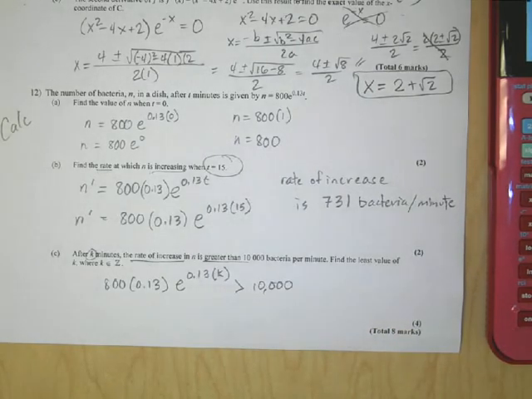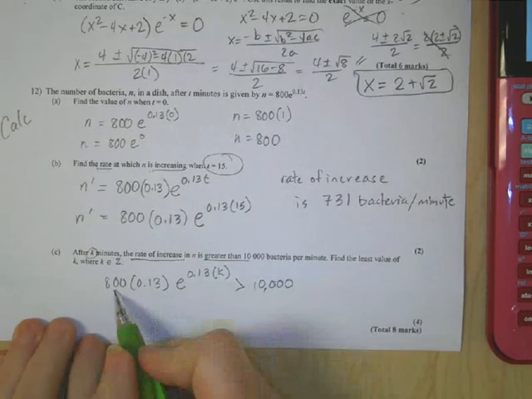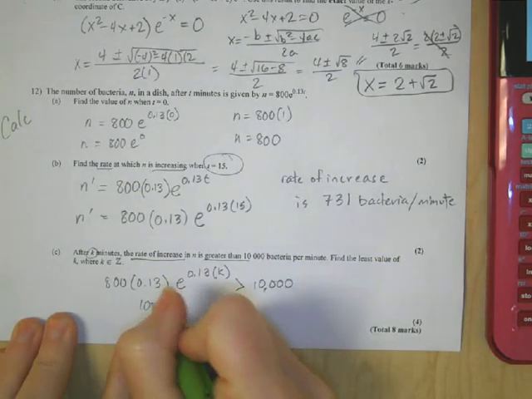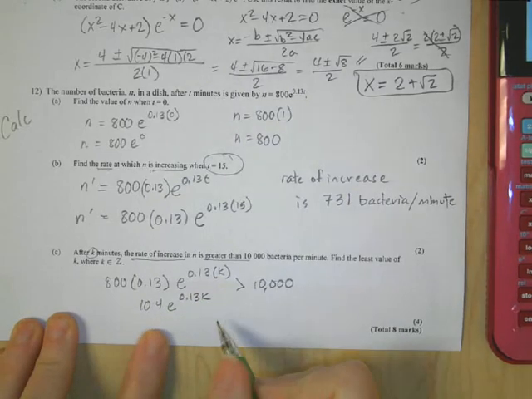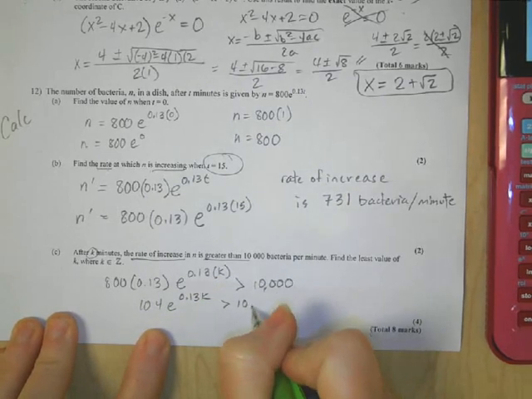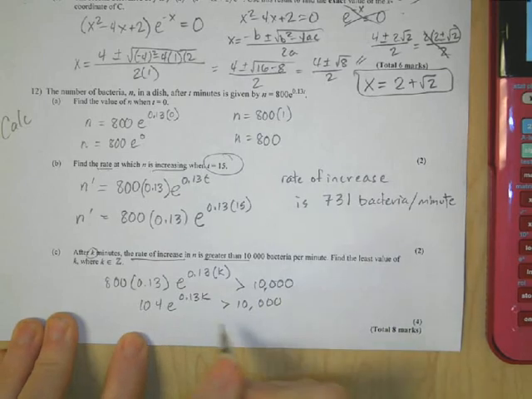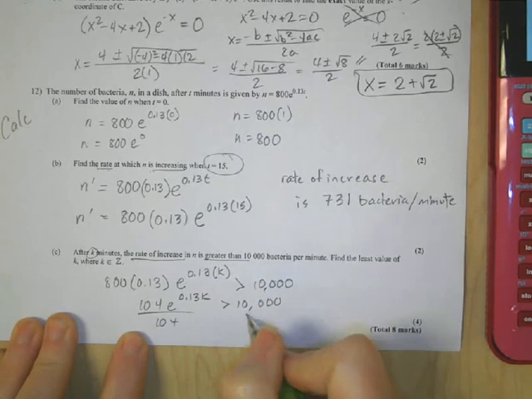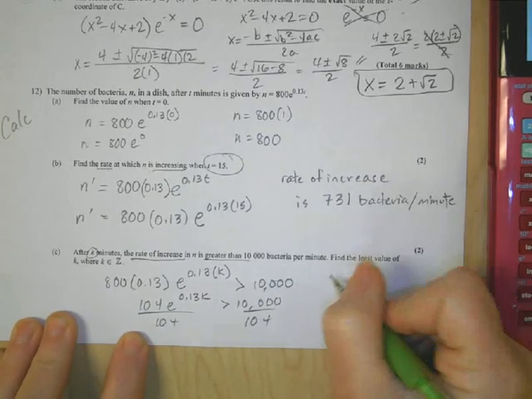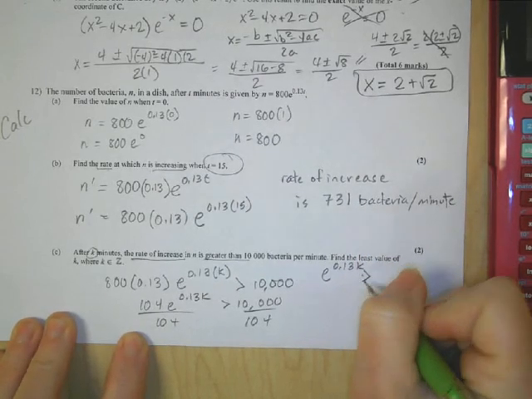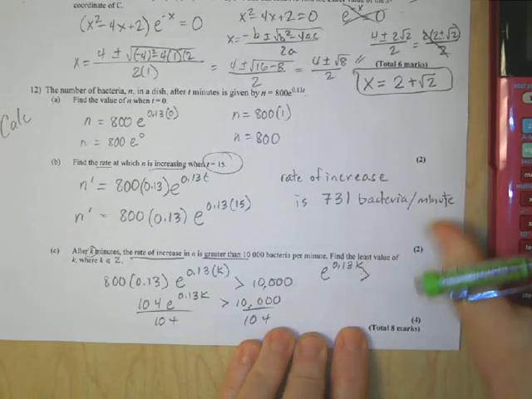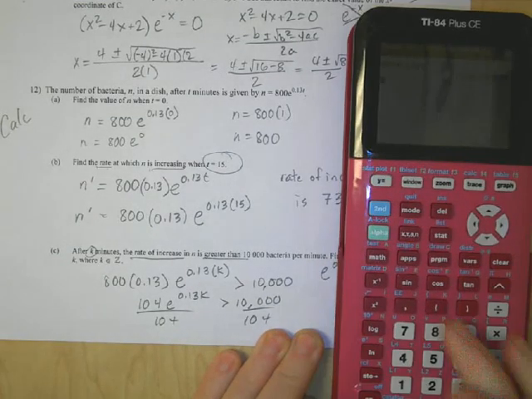So I need to solve for k. So if I multiply these together, I get 104 e to the 0.13k. I did that on my calculator, by the way. Is greater than 10,000. Then I'm going to divide both sides by 104. And I get e to the 0.13k is greater than, let's see, what is that? Let's go ahead and do that on the calculator.